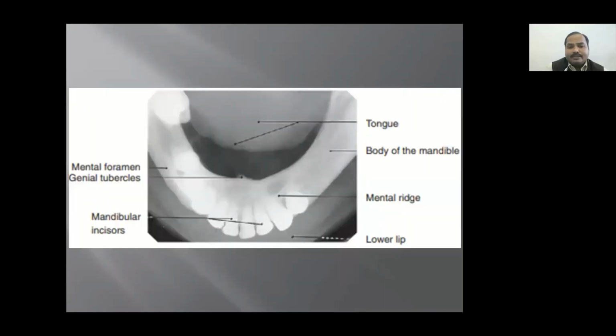Then the various landmarks which can be seen in this are the soft tissue, tongue, body of the mandible, the mental ridge, lower lip soft tissue, mandibular incisors, mental foramen, and the genial tubercles are also visualized.